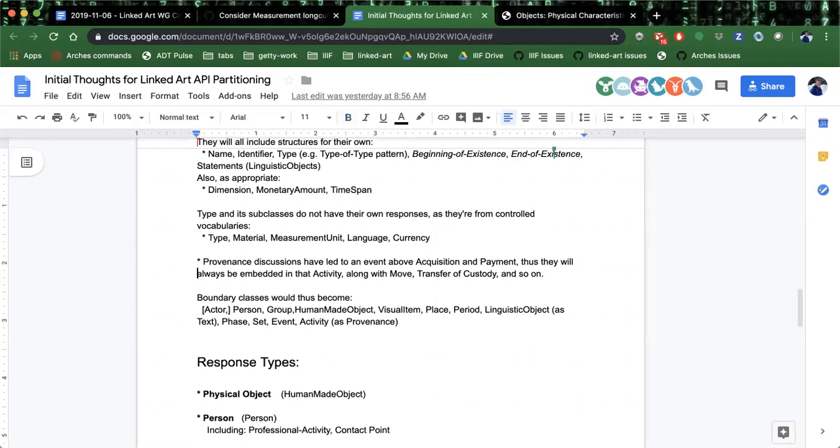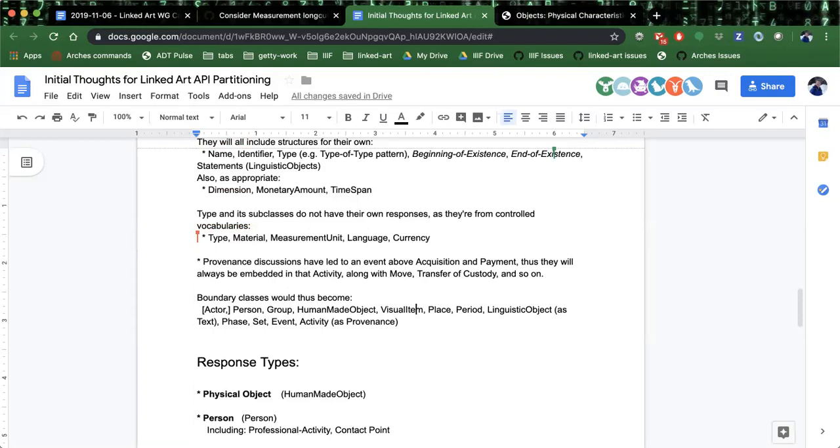Okay, so then, given our discussion in Oxford about provenance, it seems like we have this provenance activity that would include acquisitions and payments and moves and transfers of custody and so on. So that would be a probably necessary top level response. Thus, the set of boundary classes would be person, because people participate in lots of things and are first class entities in almost every system. Group, because groups can take actions and they consist of people, so they can't be in any one other resource. Human made object, of course.